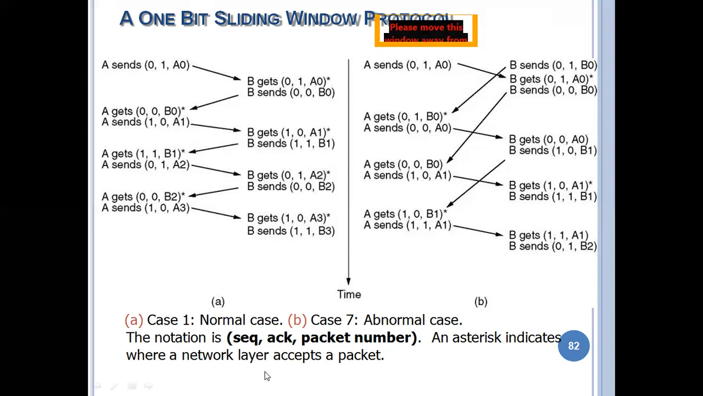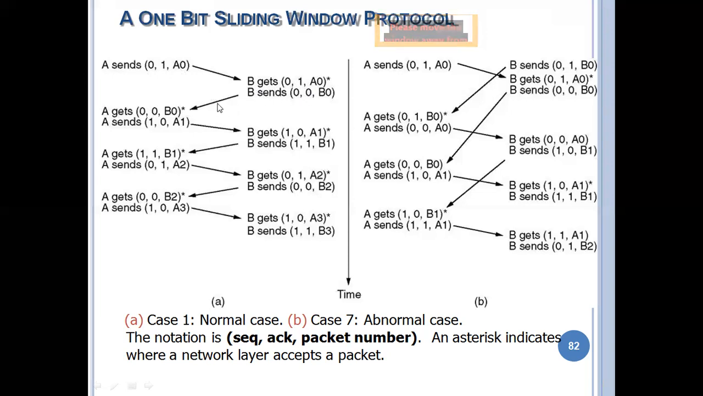The notation is sequence, acknowledgement, and along with that the packet number. First is the sequence number, second is the acknowledgement number, third is the packet number. So 0 is the sequence number, 1 is the acknowledgement number, A0 is the packet number. Received. Now B sends 0 as the sequence number, 0 as the acknowledgement number, and B0 as the packet number. This acknowledgement is for this particular frame. For that purpose, we are adding 0 as the acknowledgement.